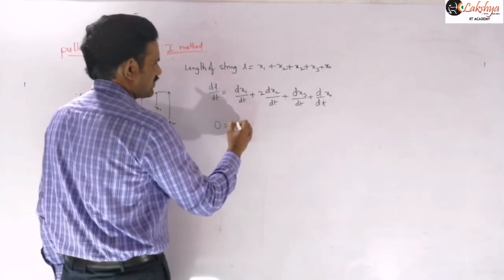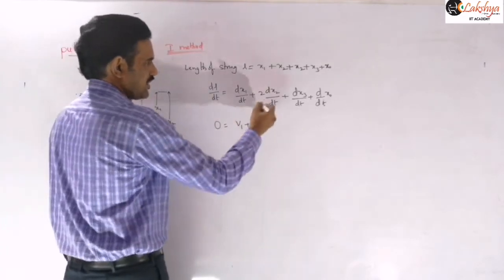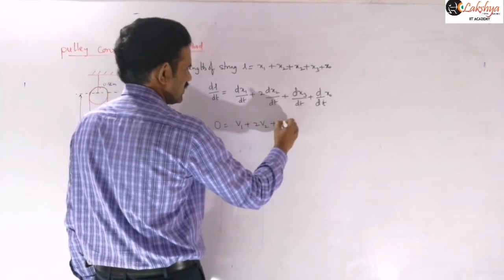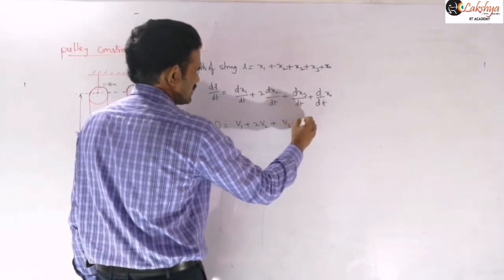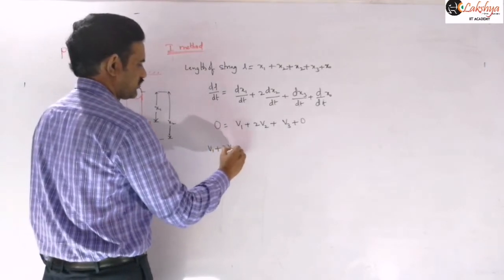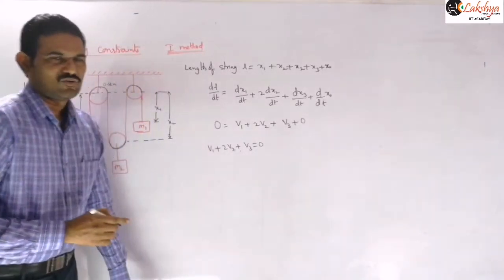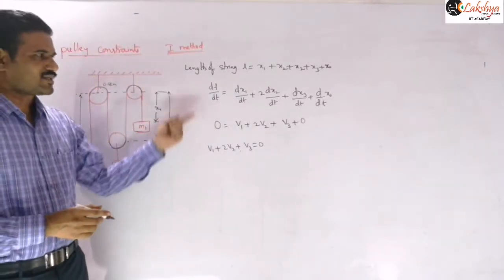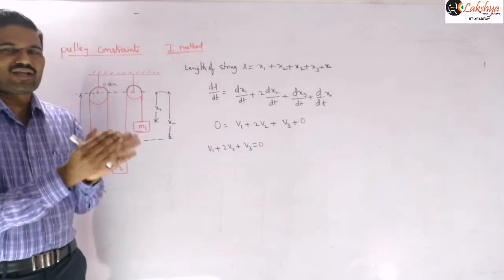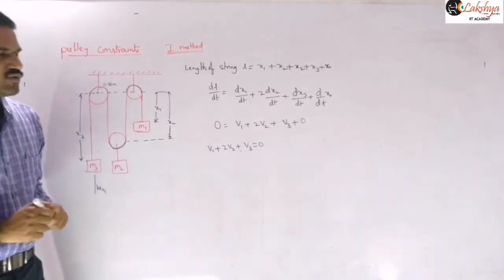Next, this value dx1 by dt you can write as v1, the velocity of that block, and this value is 2v2, and this value is v3, plus 0, right? Therefore our relation is v1 plus 2v2 plus v3 is equal to 0. You need to remember that when you are solving pulley constraints by using this method, you will get the relation between velocity vectors or acceleration vectors, in vector form.